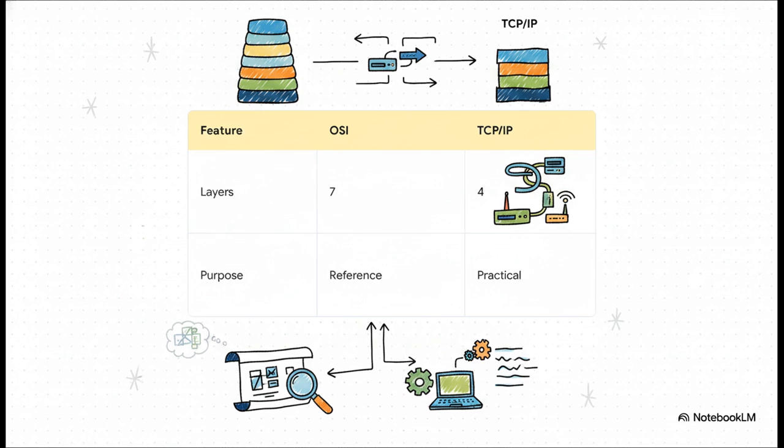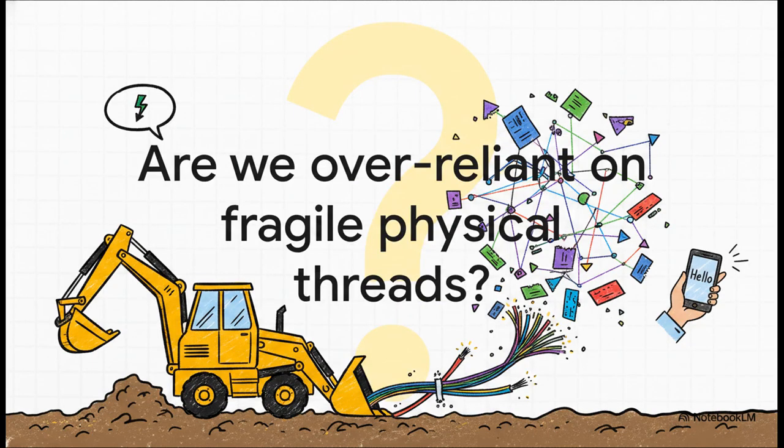It's simpler, it condenses those 7 layers down into just 4 functional layers by combining the upper software layers and the bottom hardware layers together. So while TCP/IP is what we practically code and use to make the internet actually work, OSI is how we conceptualize, teach, and troubleshoot it. Which brings us to a final, slightly wild thought.